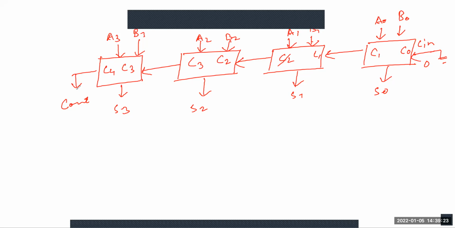Okay, so this is the main concept of the 4-bit binary parallel adder.